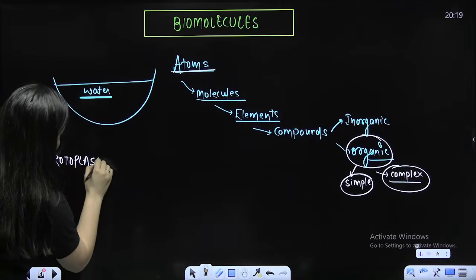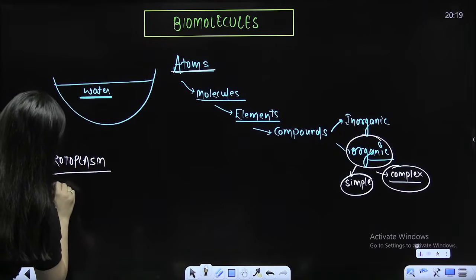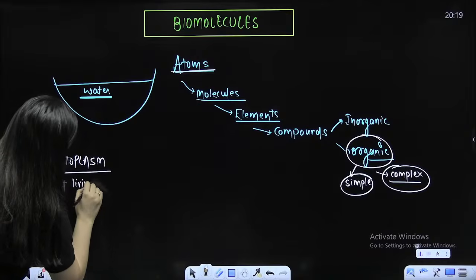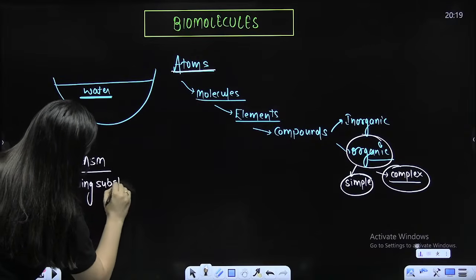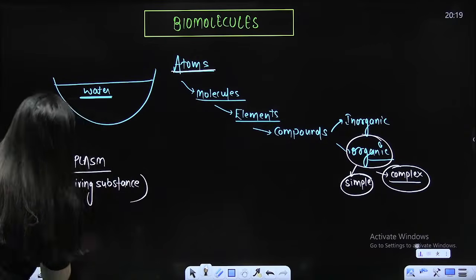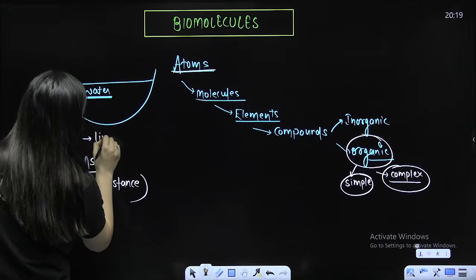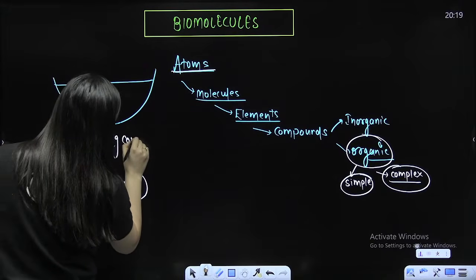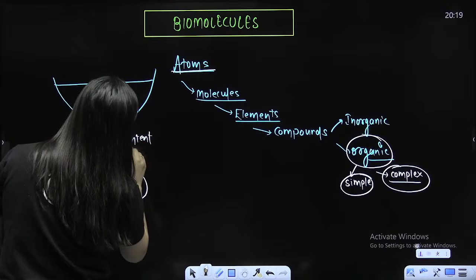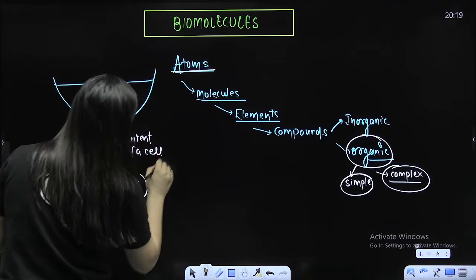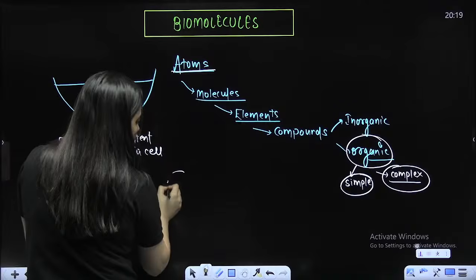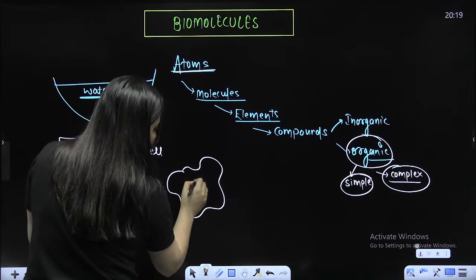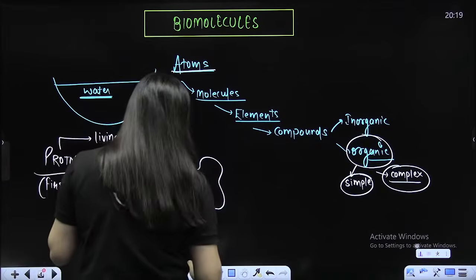And this protoplasm is what? I always mention this. It is the first living substance, or you can also call it the living content of a cell. So this protoplasm is the physical basis of life. Whenever I say that something is living, I talk about this protoplasm.